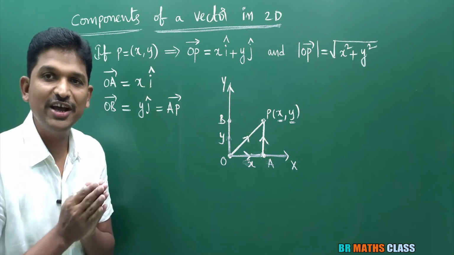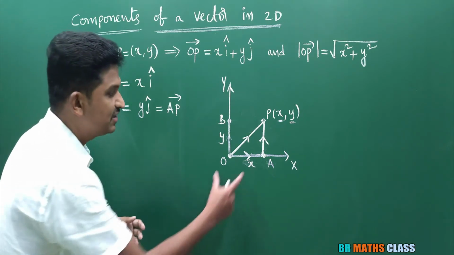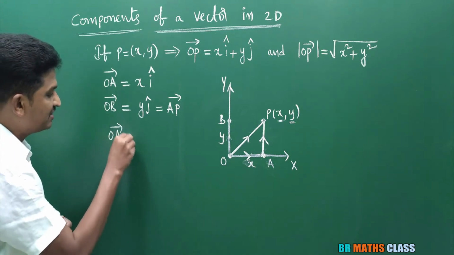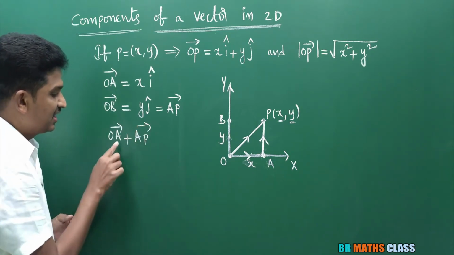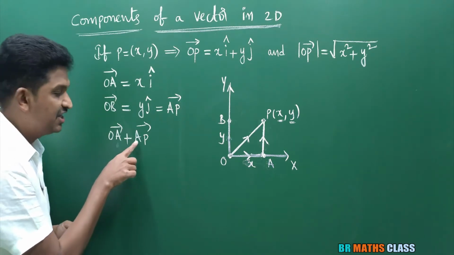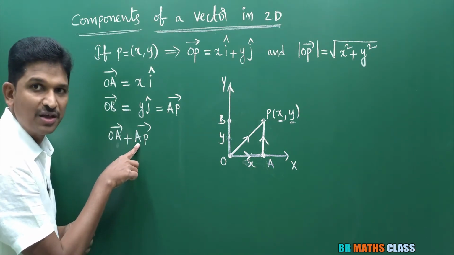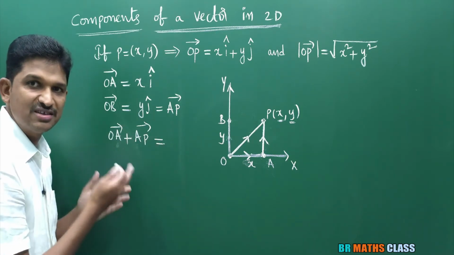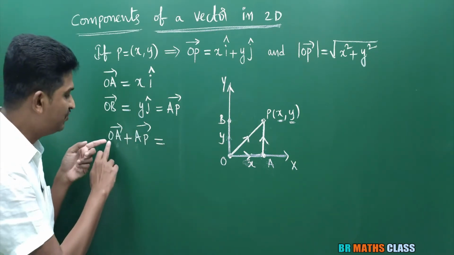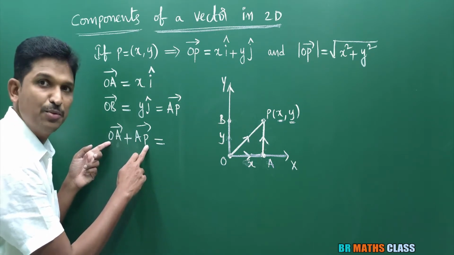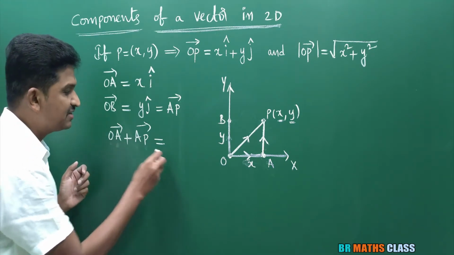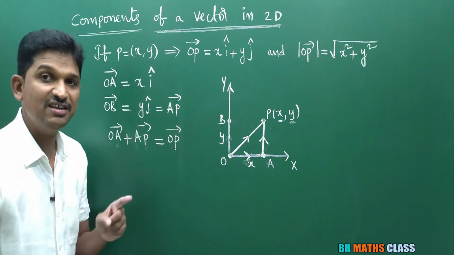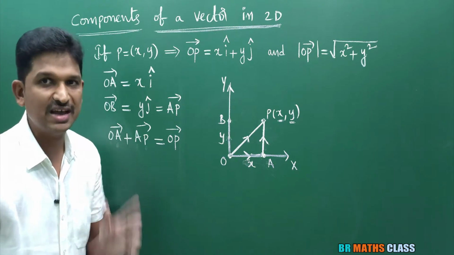In the last class you learned about the triangle law of vector addition. You see OA bar plus AP bar. Here the terminal point of the first vector and the initial point of the second vector are the same. Then the addition of these two vectors is defined as the direct line segment joining the initial point of the first vector to the terminal point of the second vector. OA bar plus AP bar is OP bar. This is what we learned in the triangle law of vector addition. In case you have not watched that video, please watch the last class.